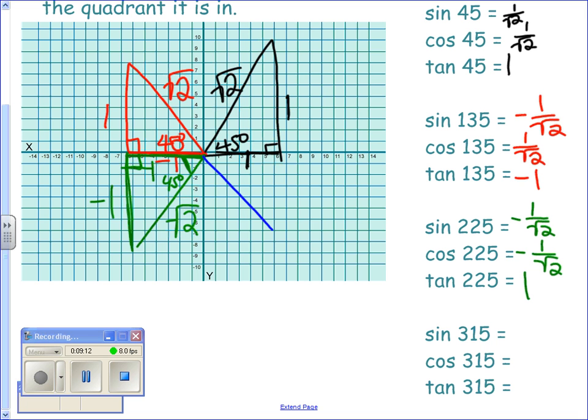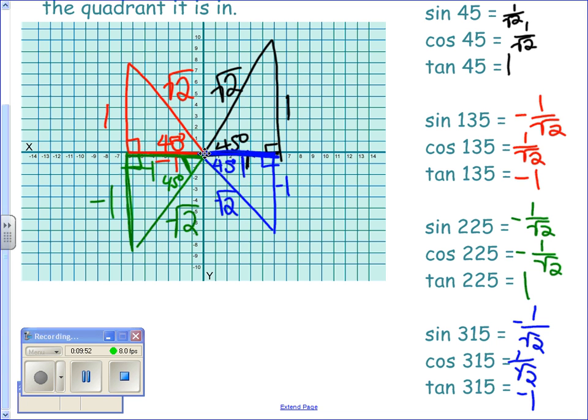315 goes into the fourth quadrant. This angle is 45. What is this length here? This length and this one. Let's see how that works. So what would be the sine of 315? Negative 1 over square root of 2. The cosine of 315? 1 over square root of 2. And then the tangent is negative 1.